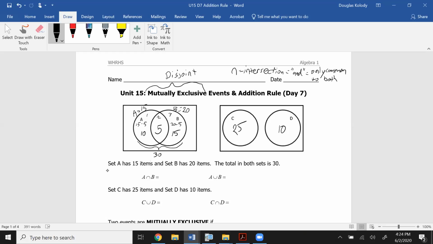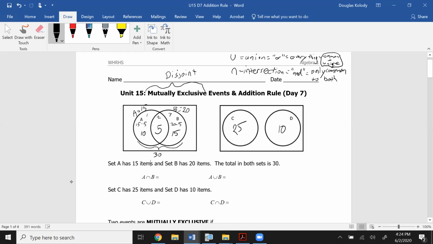The union symbol is like a U. In layman's terms, union means or. And the union tells you to take everything. What does everything mean? It means what's common plus what's unique to each one. Common plus unique. I know that's kind of sloppy.